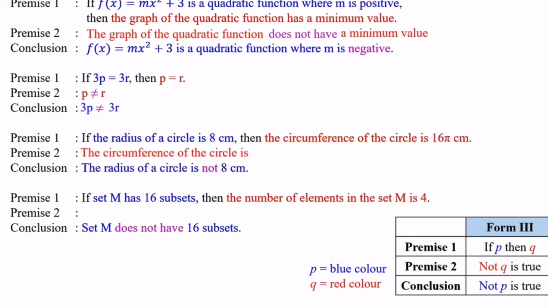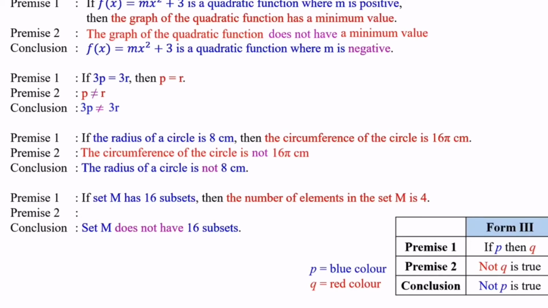So what you're supposed to write for premise 2 is you copy the Q. The circumference of the circle is, you have to add the word not. Make sure you add the not. So the circumference of the circle is not 16 pi centimeter. Make sure you copy correctly, no spelling error, no missing words, and you double check that you have written down the not for premise 2.